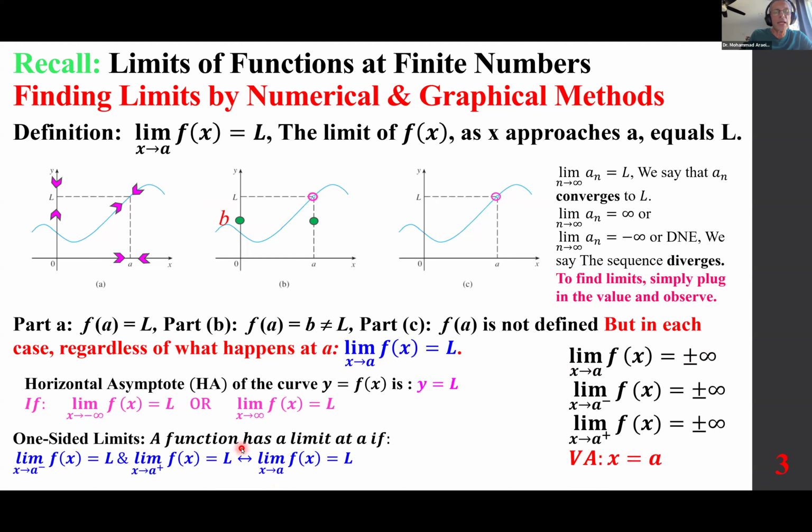One-sided limits. A function has a limit at a if the limit of f of x as x approaches a from the left and right are the same, then the limit of f of x as x approaches a exists and it's equal to L. The definition of continuity indicates that the limit of f of x as x approaches a must be equal to f of a.